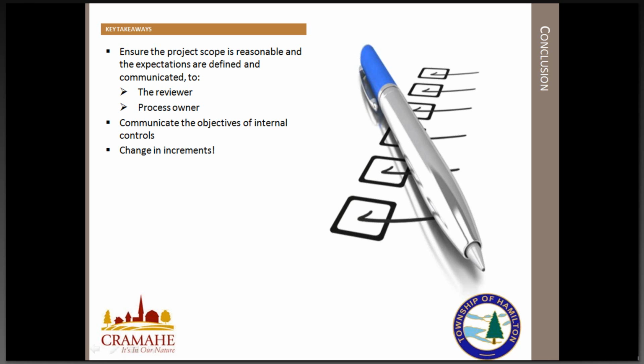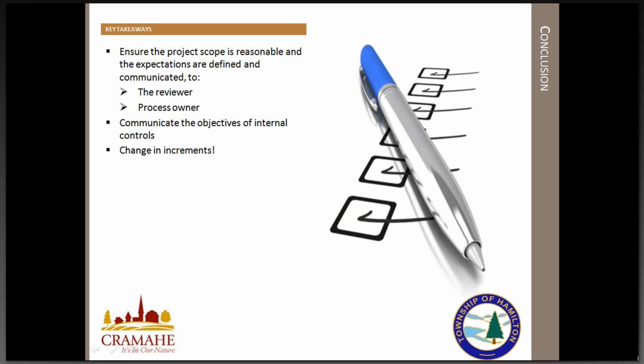Some key things to remember when conducting a business process review or implementing any internal controls are to ensure that the project scope is reasonable and that the expectations are defined and communicated to all stakeholders. This is important because solving all possible control deficiencies isn't possible, at least not in a constrained resource environment where implementation may outweigh any associated benefit. And also because it's important to develop and implement controls in a collaborative environment.